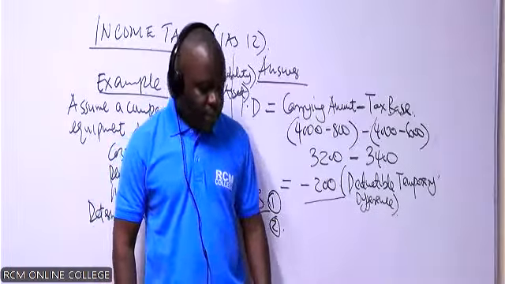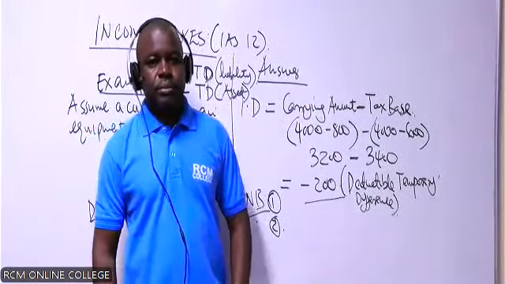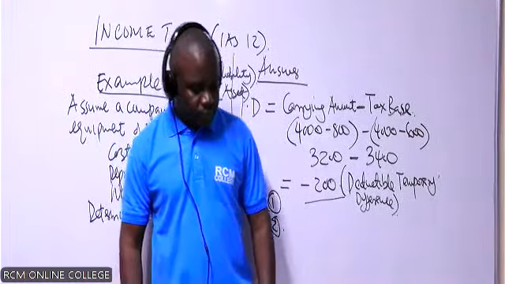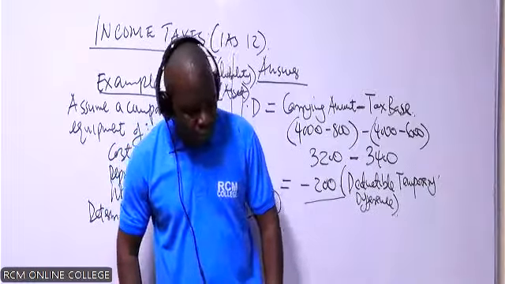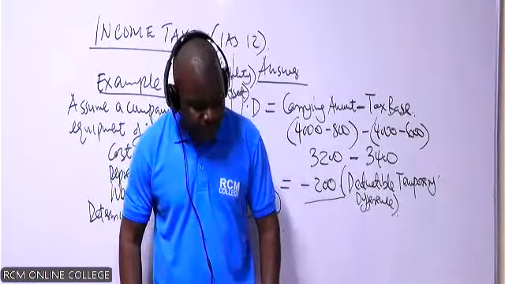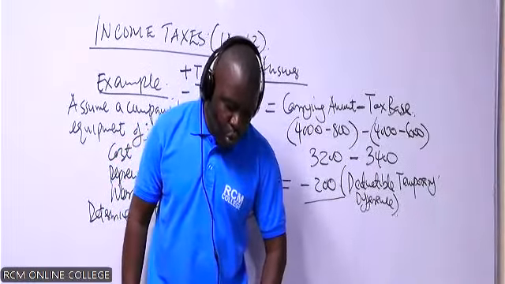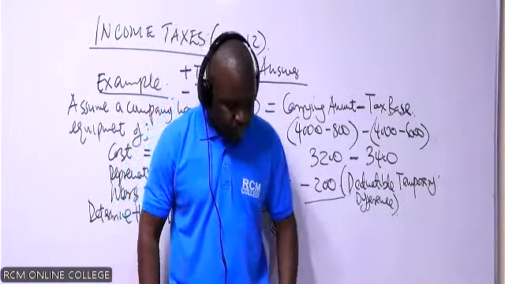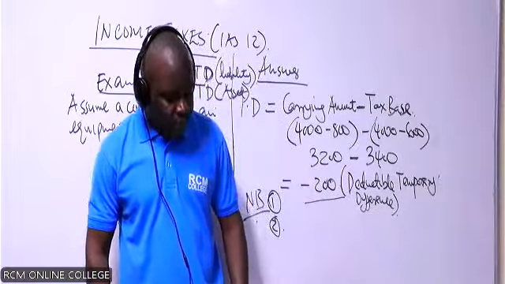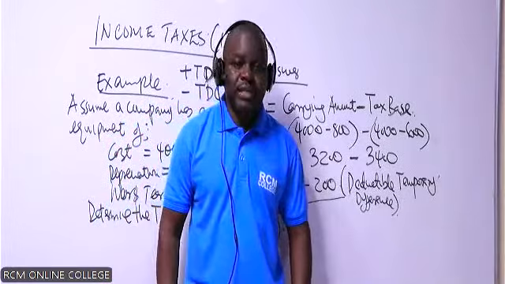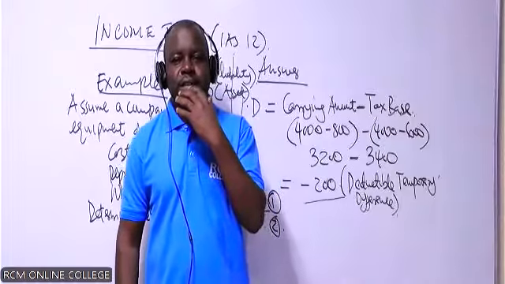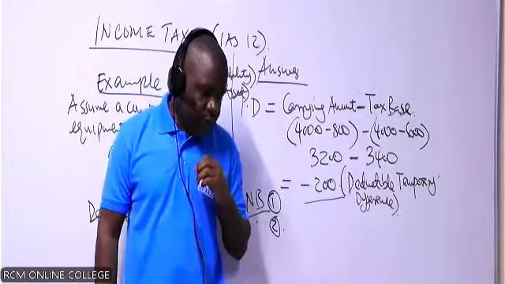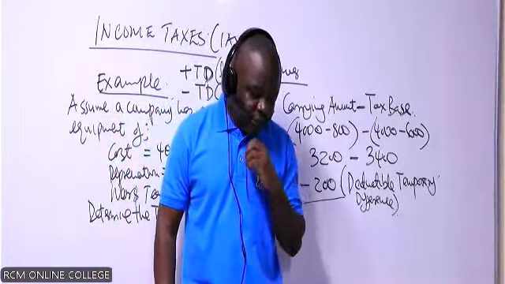Number 7, deferred tax asset. So you've said the deferred tax liability is the amount of income taxes payable in the future period in respect of taxable temporary differences. Then number 7, the last one, deferred tax asset.